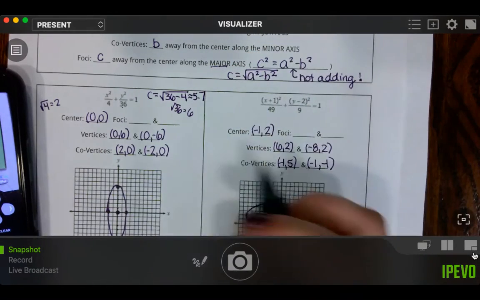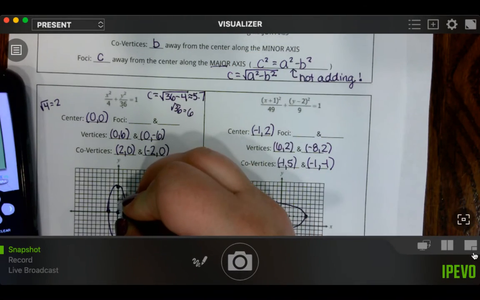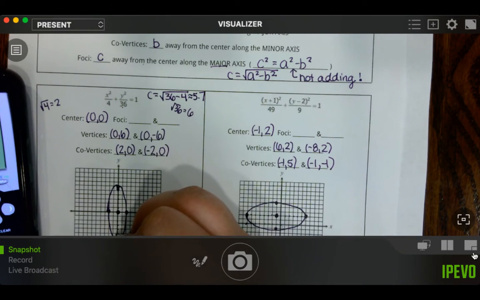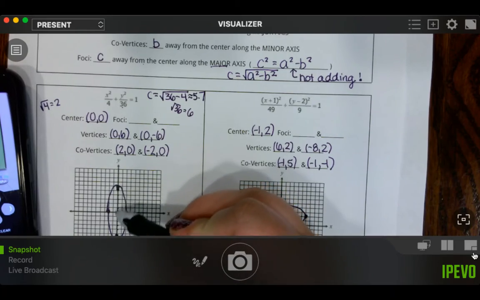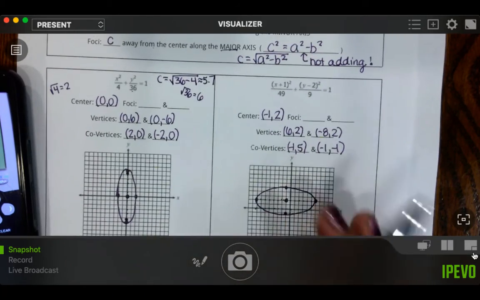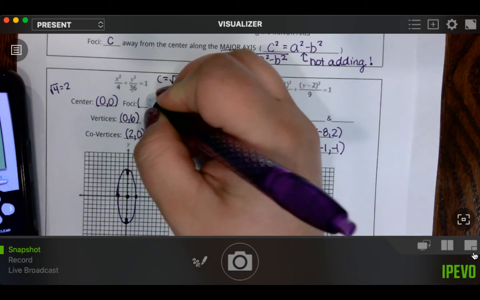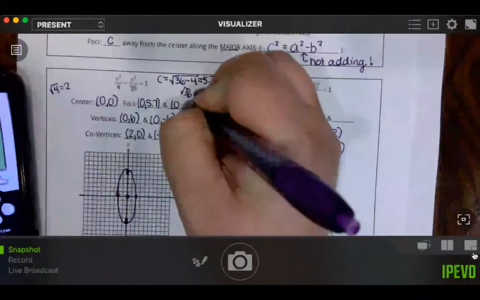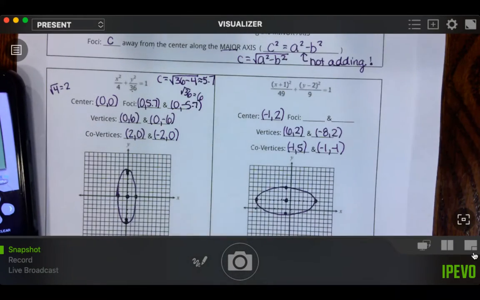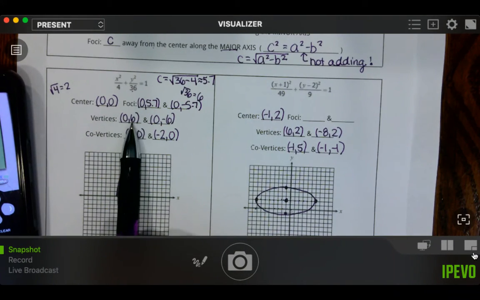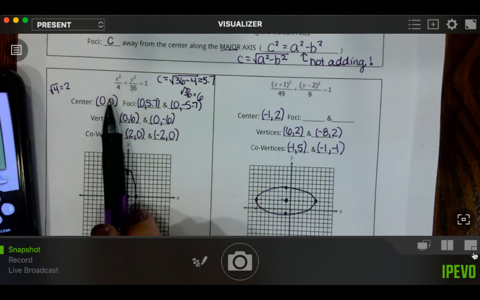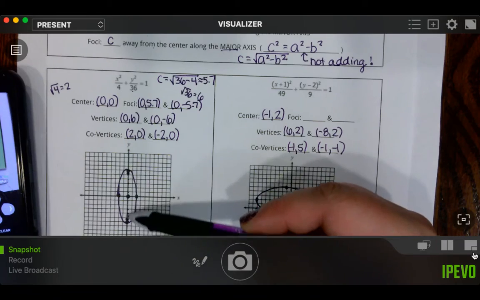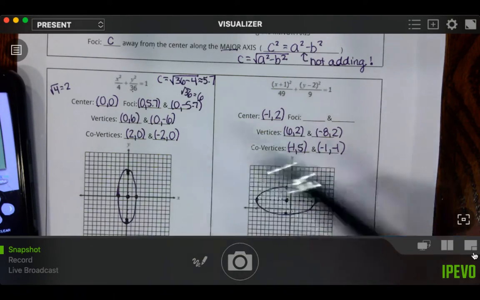So what that means is from the center, I'm going up 1, 2, 3, 4, 5 and a half-ish, and down 5 and a half-ish. So the foci are these two points kind of on the inside at 0, 5.7, and 0, negative 5.7. Just like I did here, I'm taking this number and adding it to the y values and subtracting it from the y values, because the y values were my major axis.